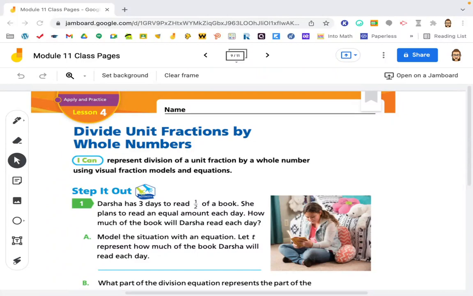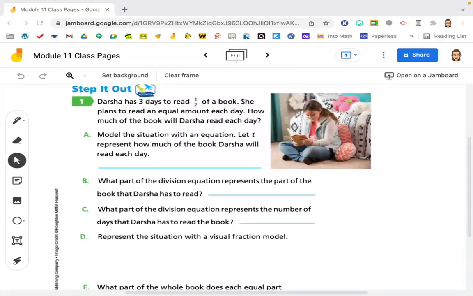So our first problem says, Darsha has 3 days to read one half of a book. She plans to read an equal amount each day. How much of the book will Darsha read each day? Model the situation with an equation. Let T represent how much of the book Darsha will read each day.